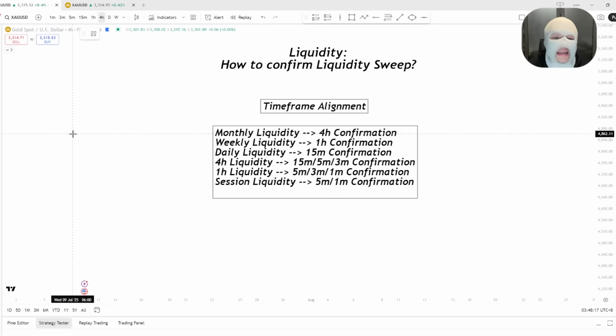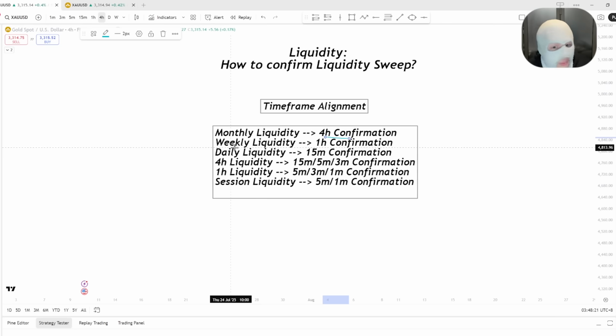If you use the monthly liquidity, use 4-hour confirmation. If you use weekly liquidity, use 1-hour confirmation. Daily liquidity, 15-minute confirmation. 4-hour liquidity, 15, 5, or 3-minute confirmation. 1-hour liquidity, 5, 3, or 1-minute confirmation. And if you use session liquidity, you use the 5 or the 1-minute confirmation.